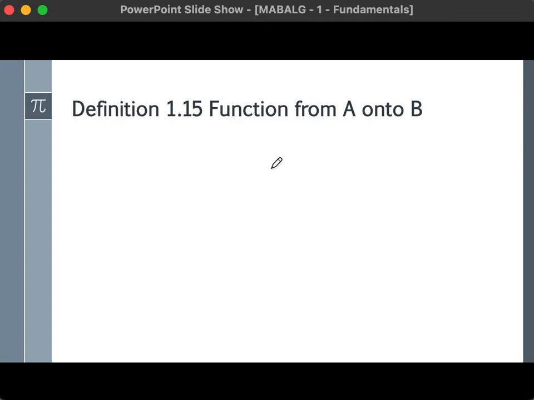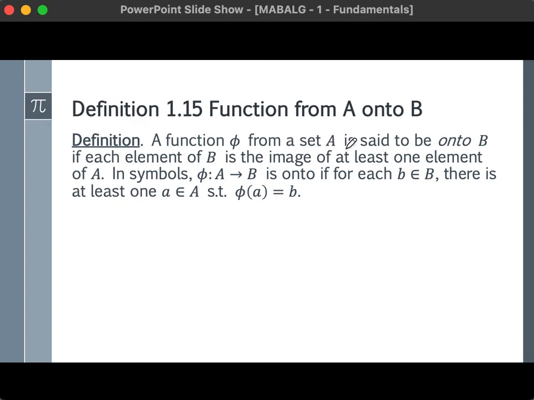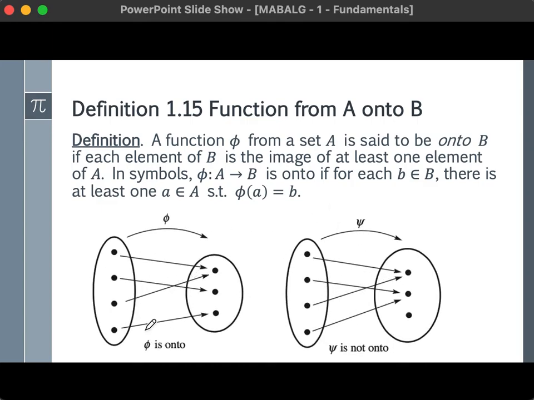Definition 1.15, functions, a function from A onto B. So a function phi from a set A is said to be onto B if each element of B is the image of at least one element of A. Again, if each element of B, big B, is the image of at least one element of big A. In symbols, phi, a mapping from A to B, is onto if for each b in big B, there is at least one a in big A such that phi of a is equal to b. So, for example, here, this is onto.